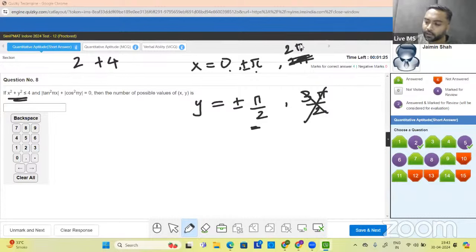2 pi is greater than 6, right? 3 pi by 2 is greater than 4 ना. 3 pi by 2 is greater than 4, ठीक है. 3 point something, 9 point something, 4 point, तो there are 6 values, ठीक है.